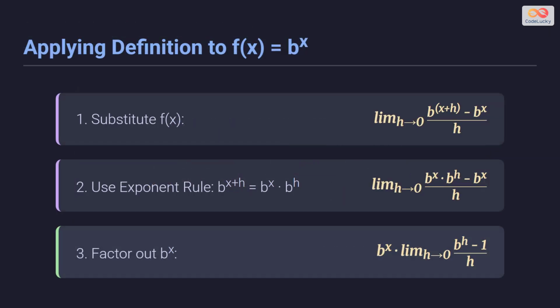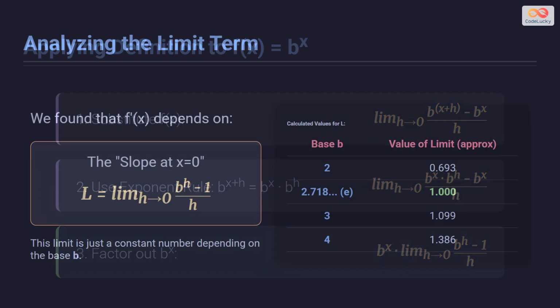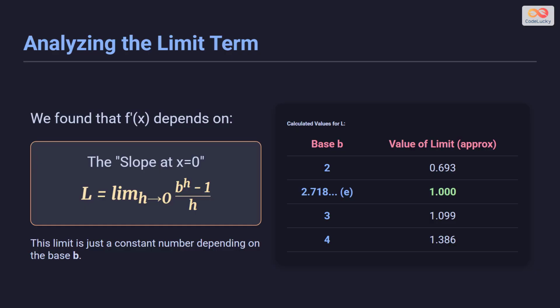Let's plug our function b to the x into this definition. First, we get b to the power of x plus h minus b to the x using exponent rules. We can split that first term into b to the x times b to the h. Notice that both terms now have a common factor of b to the x. We can pull that completely out of the limit because it does not depend on h.